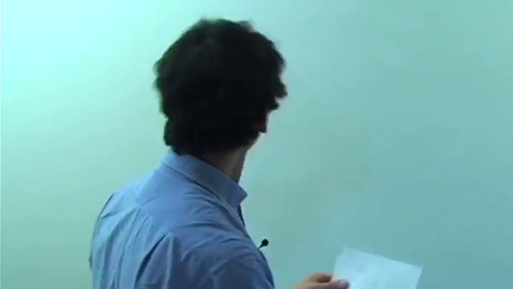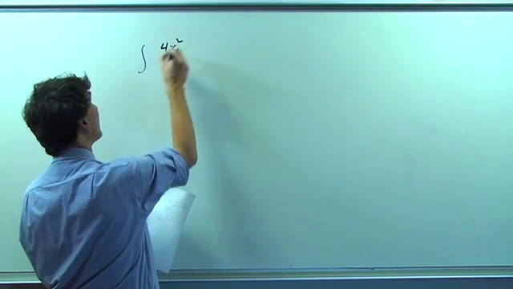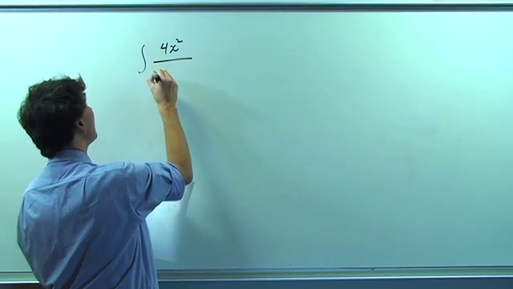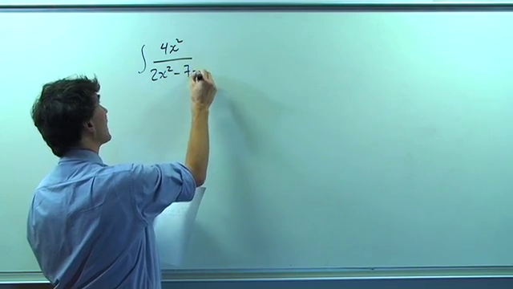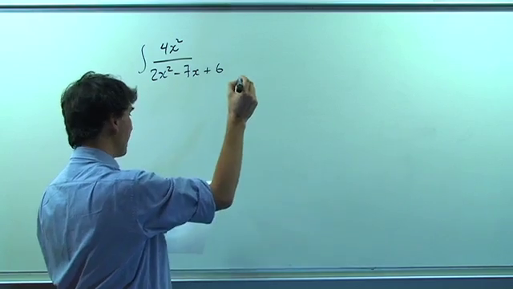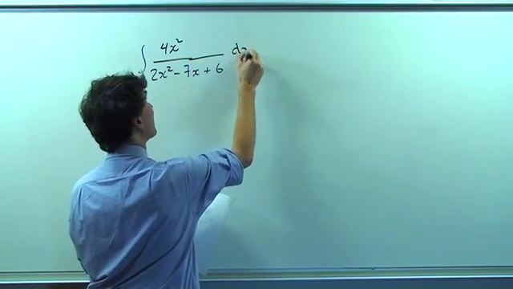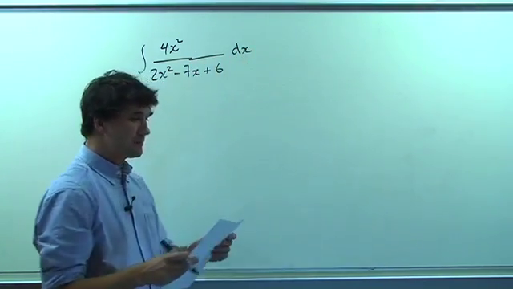I'll be doing two examples. The first example is the simpler one, which I'll introduce here. We're going to do an integral which is 4x squared divided by 2x squared minus 7x plus 6, integral with respect to x, so dx here.